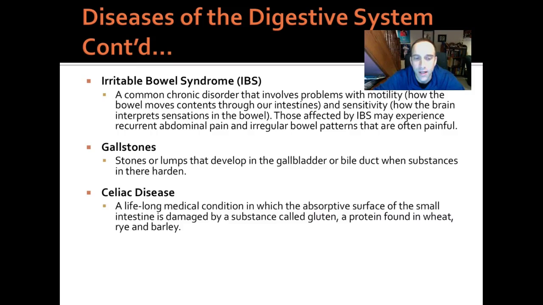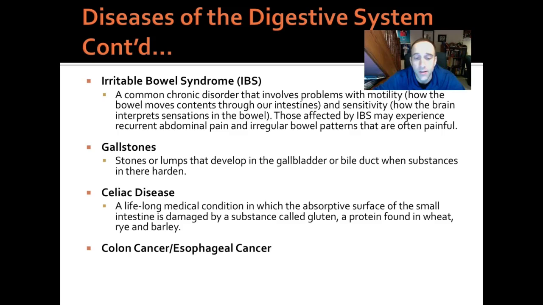Celiac disease is a lifelong medical condition in which the absorptive surface of the small intestine is damaged by a substance called gluten, a protein found in wheat, rye, and barley. This requires careful monitoring of our diet.